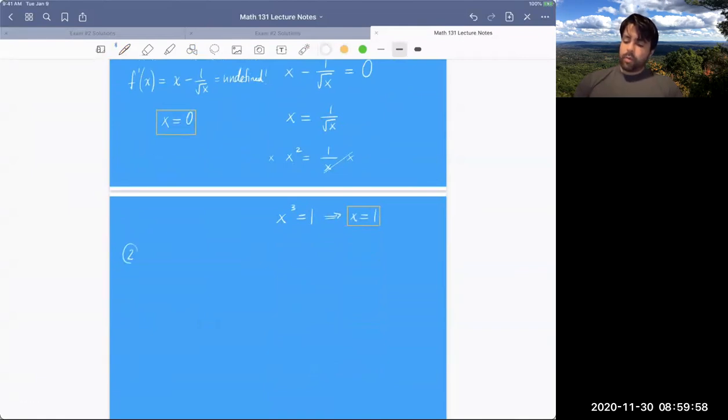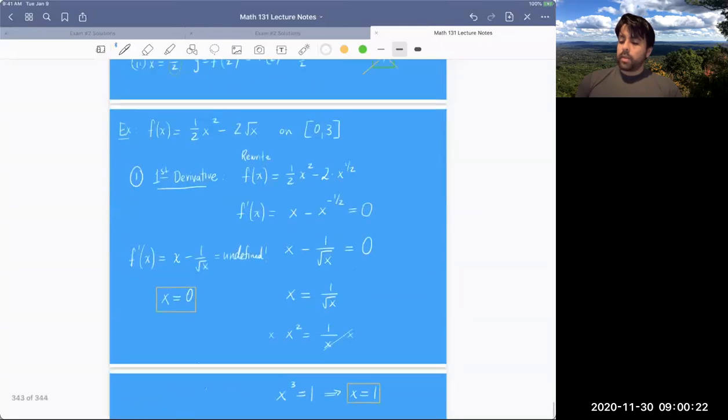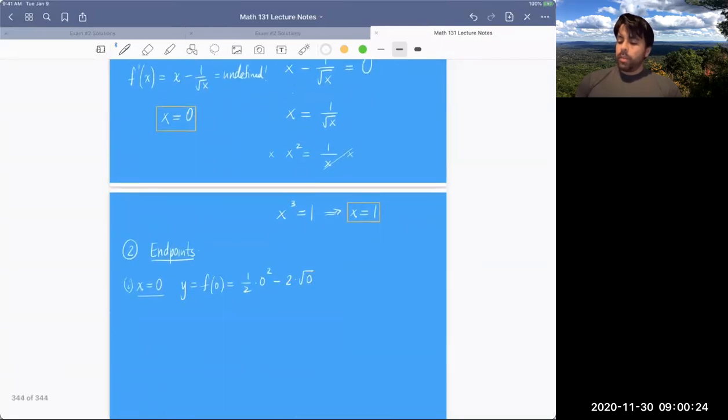All right. So now let's look at step number 2. What are my endpoints? My endpoints are when x equals 0, which is also a critical number. So y is equal to f of 0, which is 1/2 times 0 squared minus 2 times the square root of 0, right? Is that what it is? That's right. And then what do I get across the board? I get 0. Quick and easy.